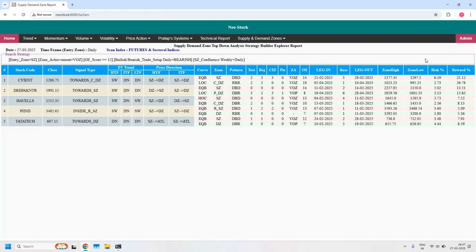Out of 5 stocks, we got all 5 stocks. That means in all these 5 stocks, these daily supply zones are overlapped with weekly supply zone. And weekly trend, the ITF trend, is down in all these stocks. So if the weekly supply zone has weekly EMA confluence, then these daily supply zones have an even higher probability of success. Let's verify.